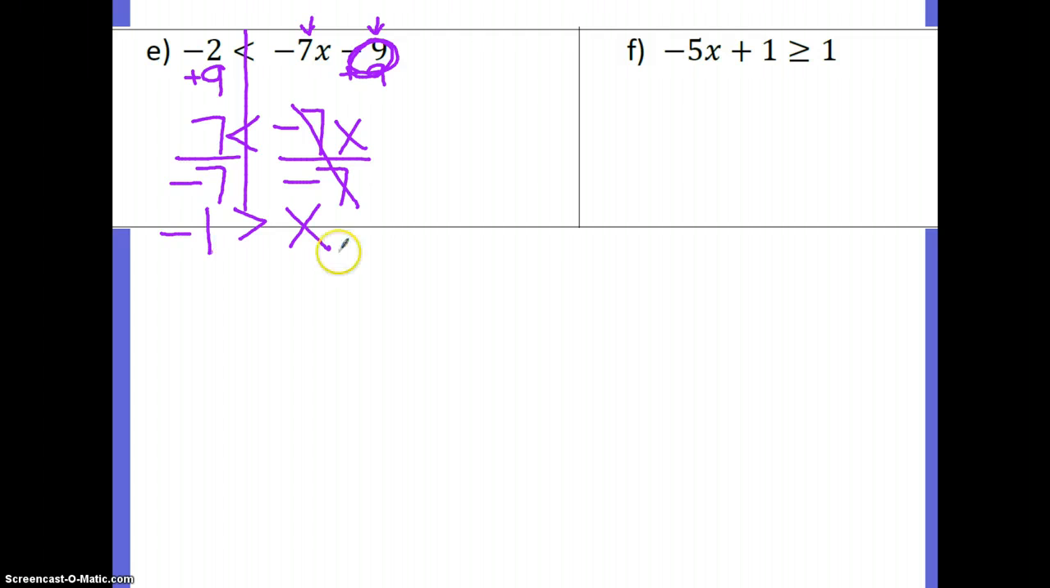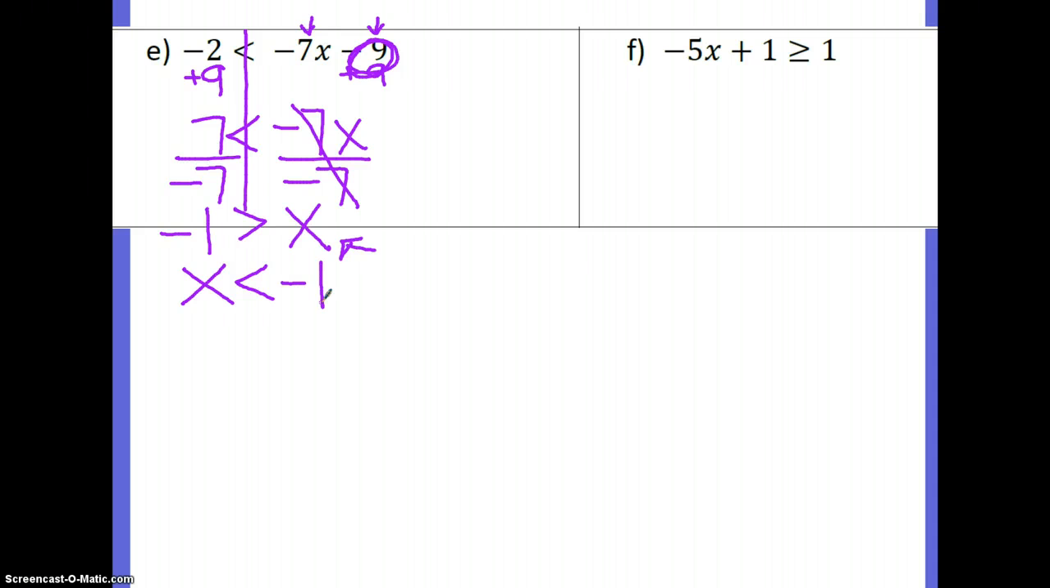And one more thing, this x is in the wrong spot. I have to flip the whole thing back over because the x is in the wrong spot. So first I flipped the sign because I divided by a negative. And the other reason I'm going to flip this over is because the x needs to be first. So I flip it back over. So x is less than negative 1.